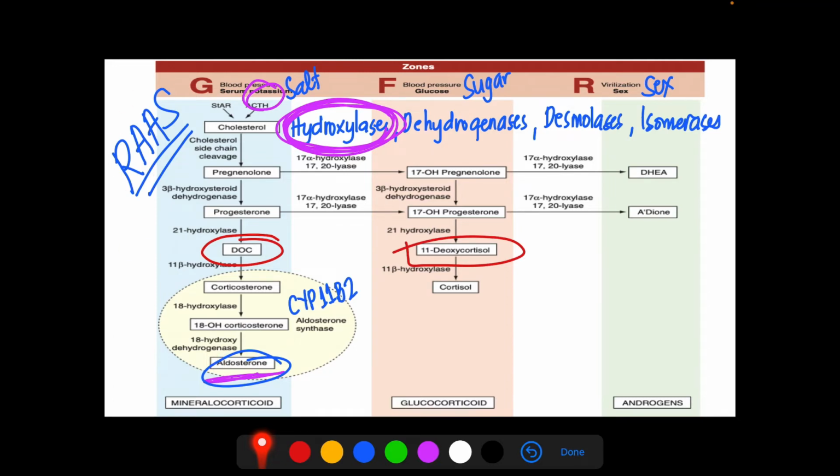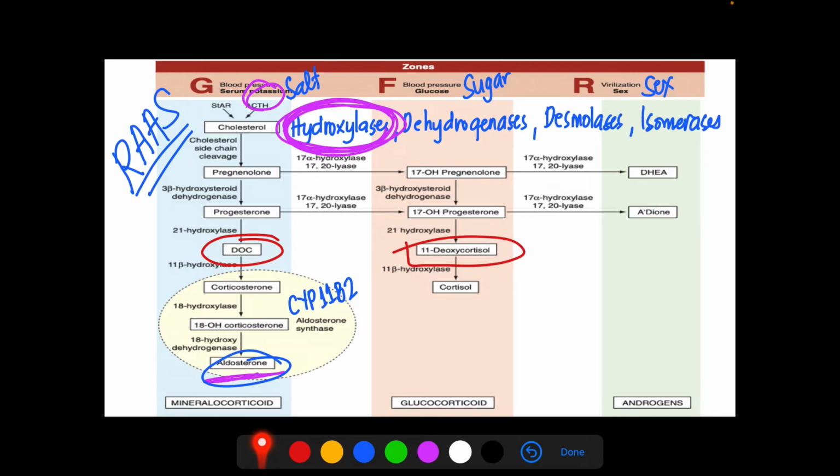So take note of that one. Also, we have the zona fasciculata. This makes up 75% of the cortex, right? And this fasciculata is responsible for the synthesis and secretion of glucocorticoids, and to a lesser extent, of course, of the androgens and estrogens. And the main glucocorticoid produced from the zona fasciculata is, of course, cortisol.